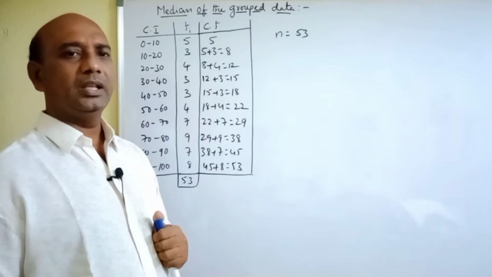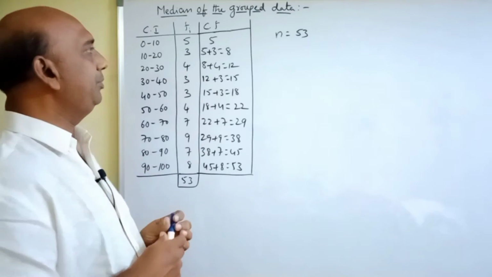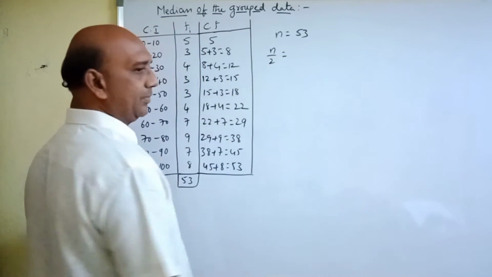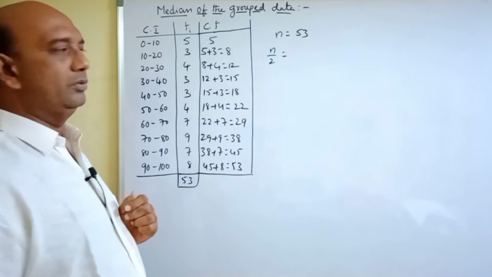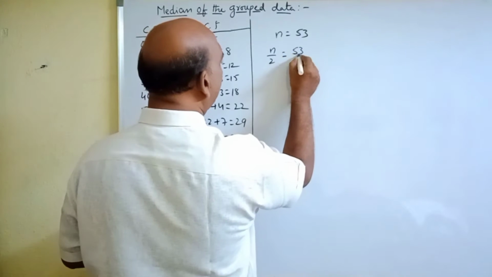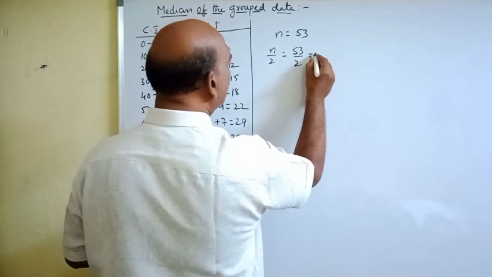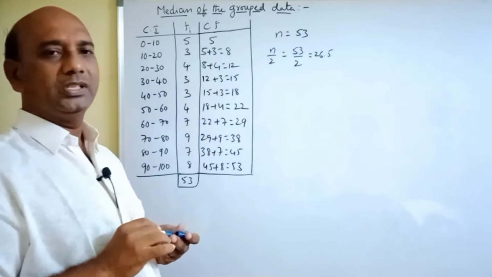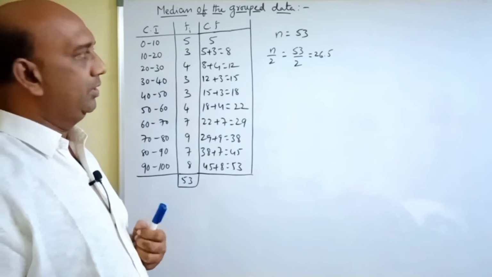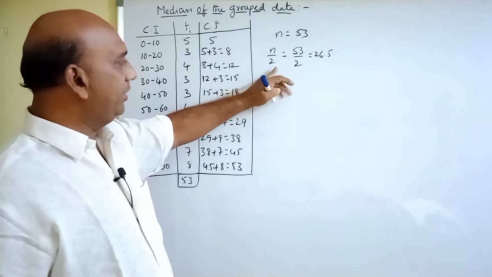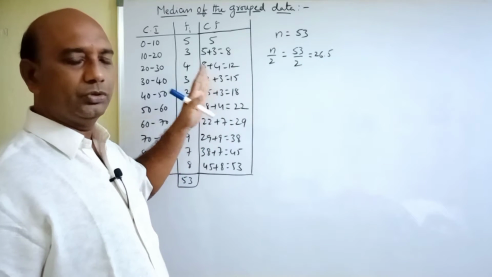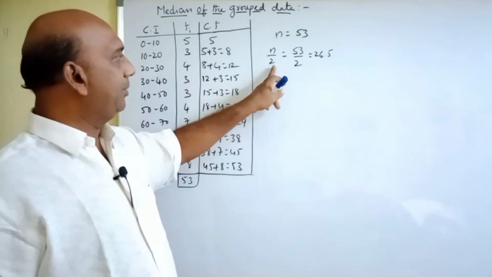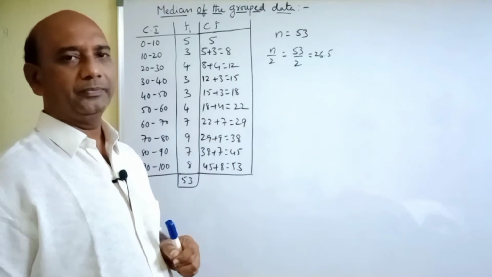How can we select the median class? To select the median class, first find the n by 2 value, that is 53 by 2, which is 26.5. We found this n by 2 value to choose the median class from all these classes. So the n by 2 value is 26.5.